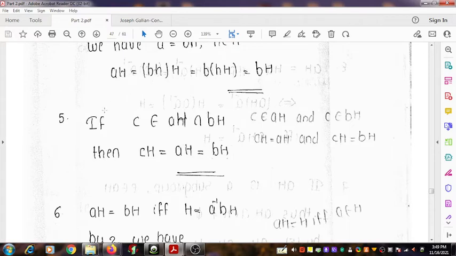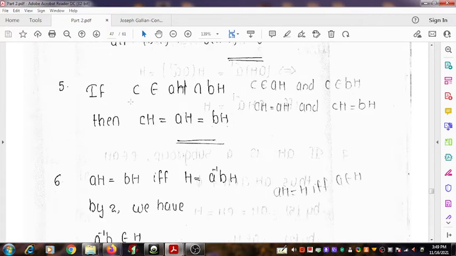To prove this, let's take an element C from AH intersection BH. Suppose C is an element of AH intersection BH, and then C is an element of AH and C is an element of BH. C is an element of both AH and BH, and then CH equal to AH equal to BH. Why?